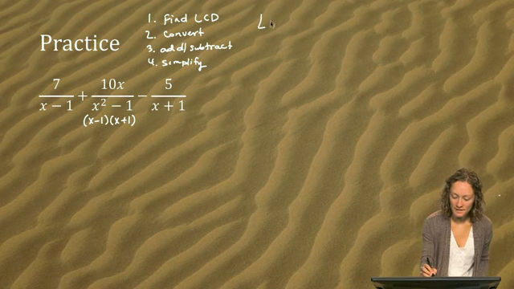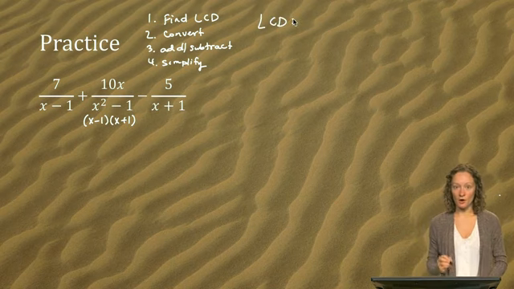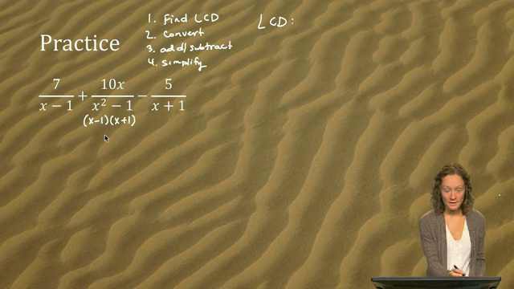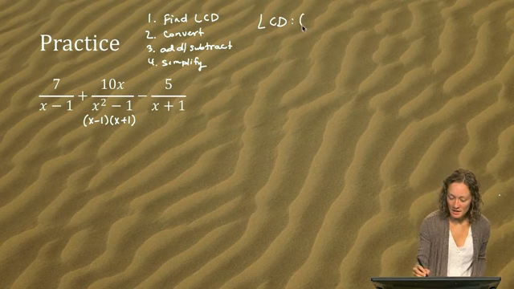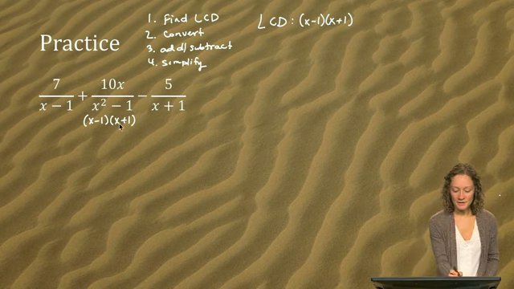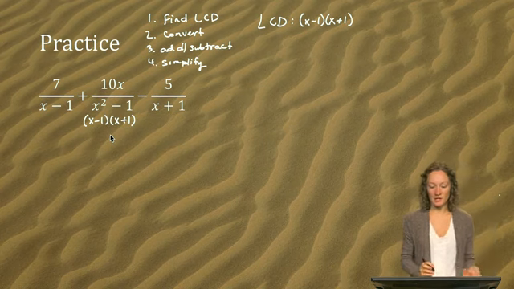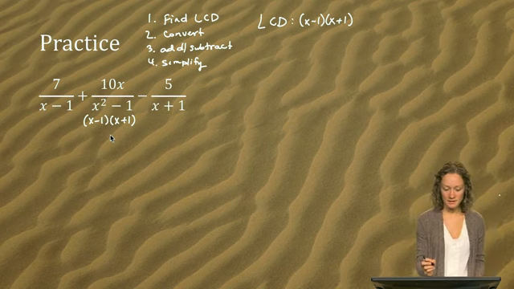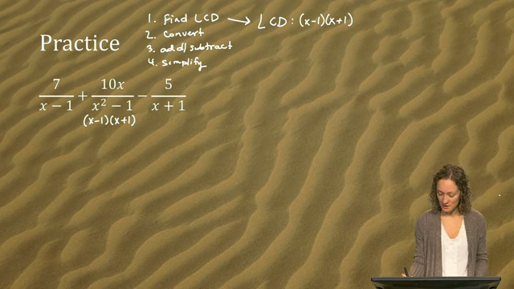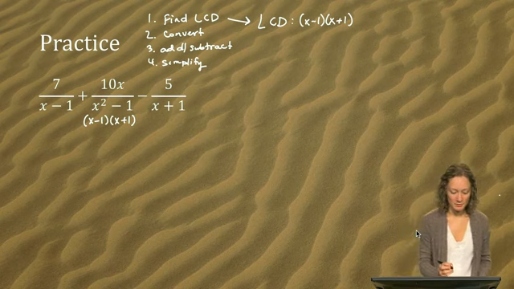So our LCD has to consist of all factors that appear to the highest power that appears in any one denominator. So I definitely see a factor of x minus 1, and I see a factor of x plus 1, and that takes care of everything. There is not a repeat in any of these denominators. So there's our LCD. That's step 1. Step 2 will be to actually convert. Let's do this in blue.